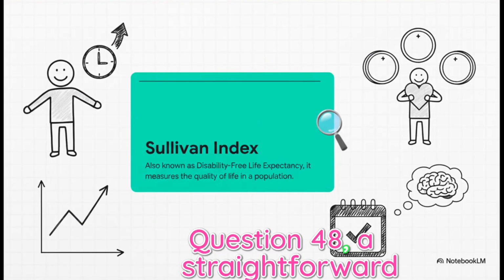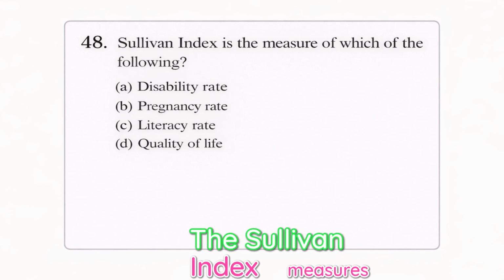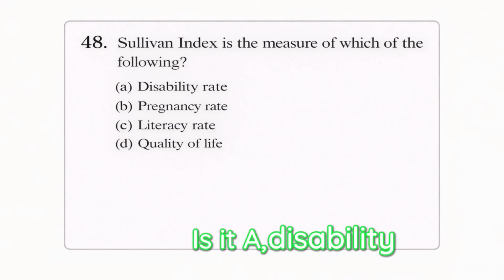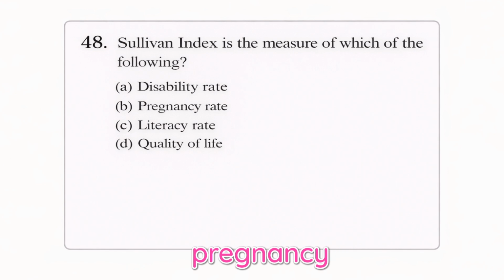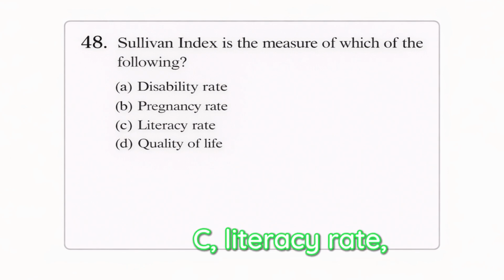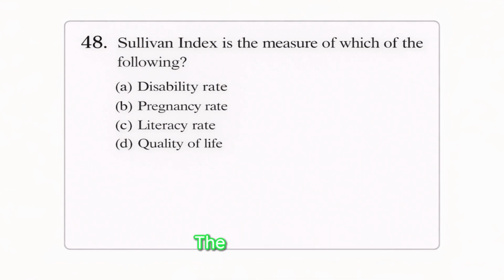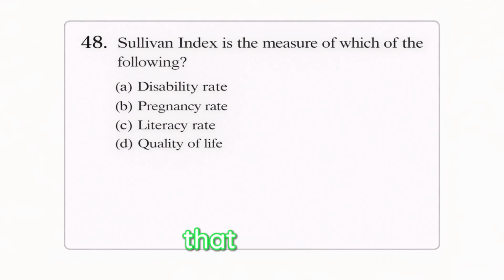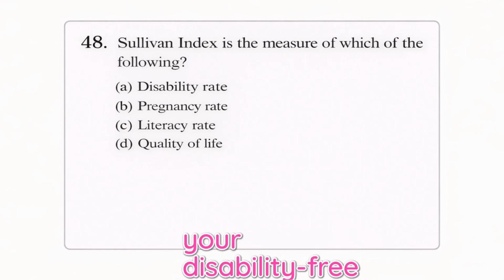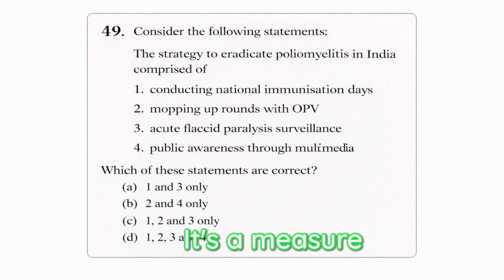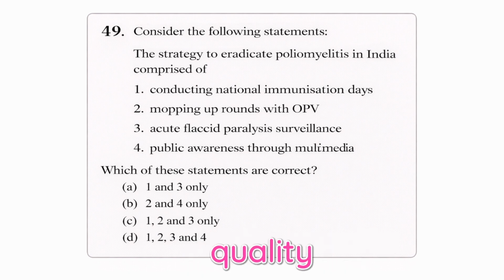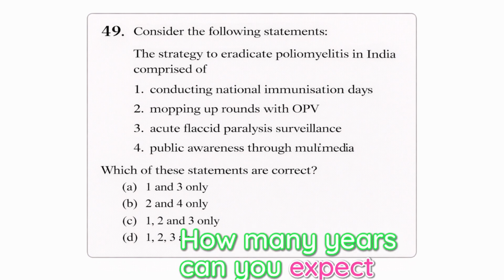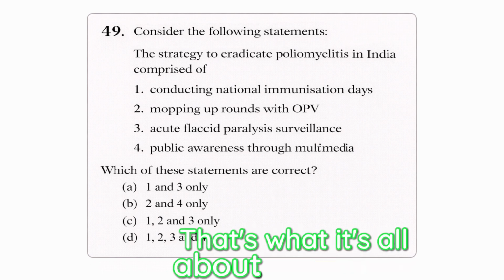Question 48, a straightforward one. The Sullivan Index measures what? Is it A, disability rate, B, pregnancy rate, C, literacy rate, or D, quality of life? The answer is D, quality of life. The easiest way to remember this is that the Sullivan Index is basically your disability-free life expectancy. It's a measure of not just the quantity of life, but the quality of it. How many years can you expect to live without a disability? That's what it's all about.